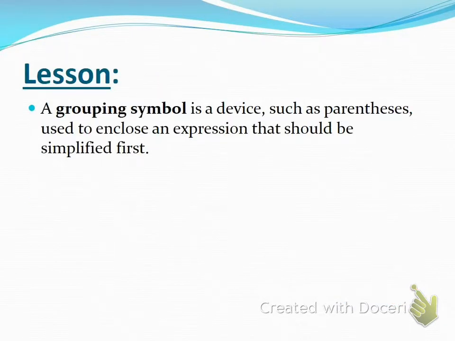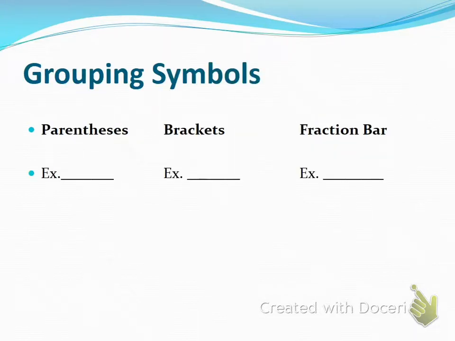All right, in our notes for today, a grouping symbol is a device, such as parentheses, used to enclose an expression that should be simplified first. So we have 3 major types of grouping symbols that we will see: parentheses, brackets, and fraction bars. Parentheses are the ones we are usually most familiar with. Those are the ones that we saw in our warm-ups.